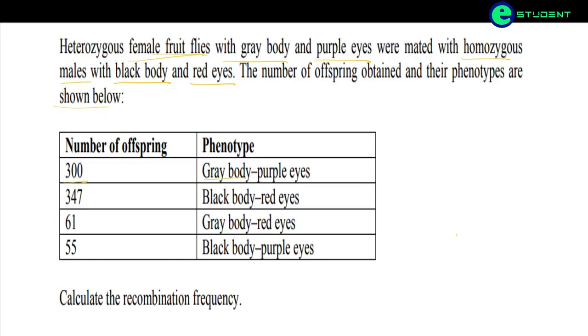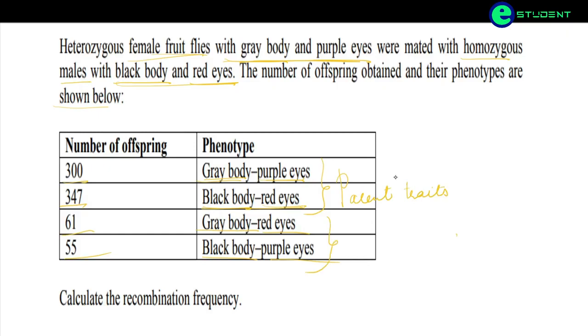300 produce gray body, purple eyes. 347 produce black body and red eyes. Then 61 produce gray body, red eyes, and 55 black body, purple eyes. So when we observe here, these two, gray body, purple eyes and black body, red eyes, these are the parental traits.